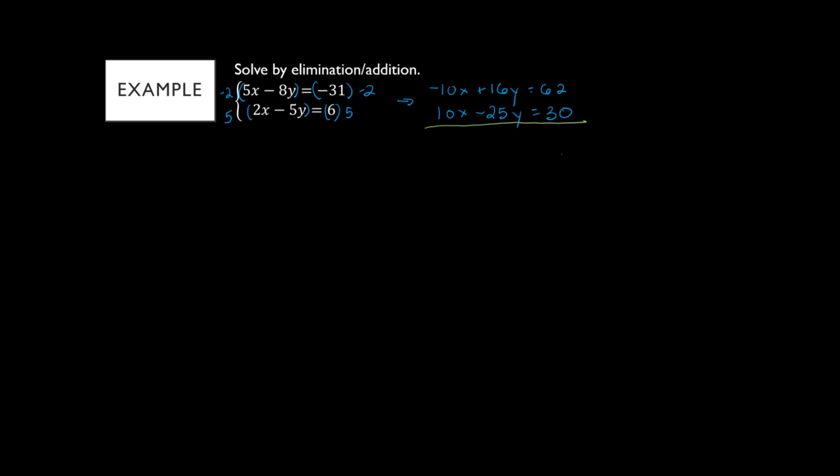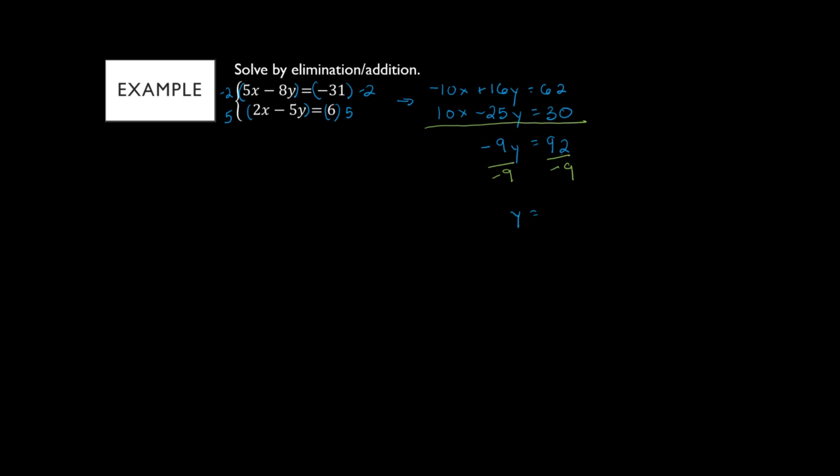So I'm going to add my two equations together vertically. So -10x plus 10x is 0. Then I have 16 minus 25, so that gives me -9y. And then 62 plus 30 gives me 92. So I eliminated x. I need to divide by -9 to solve for y. And I'm going to get a fraction here.